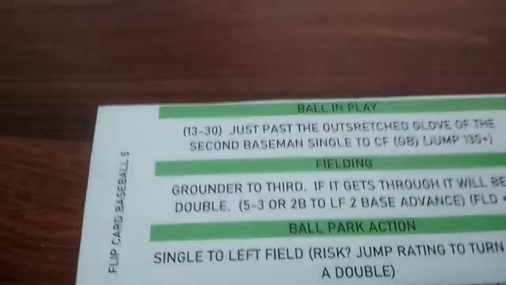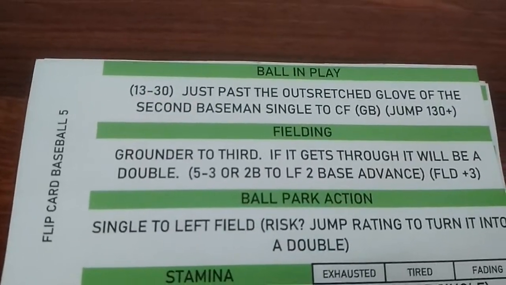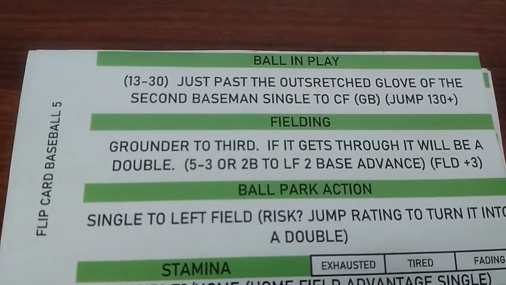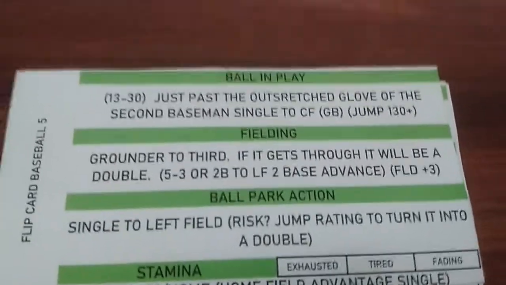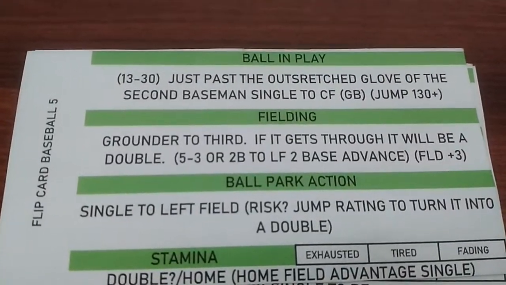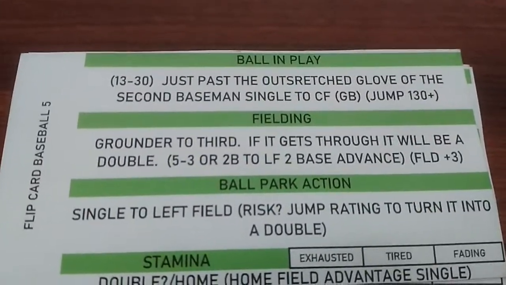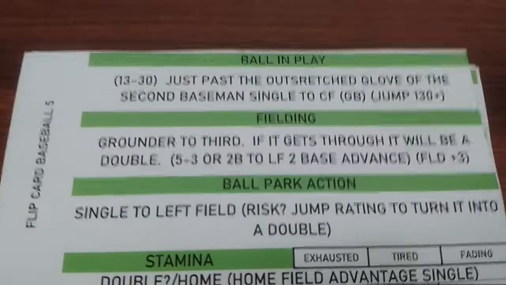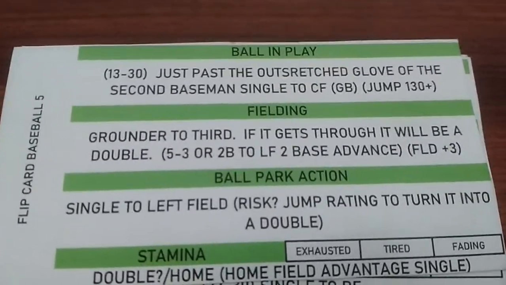Let's bring out Kenny Lofton for this one, facing Jack McDowell. So we've got just past the outstretched glove of the second baseman, single to centre field. If not a single, it's a ground ball, and there's a jump rating if someone's got a jump of 130 plus. We want to check if the adjusted batting rating of Kenny Lofton is within the 13 to 30. If it is, it's a single. If it's outside of that, we've got a ground ball.